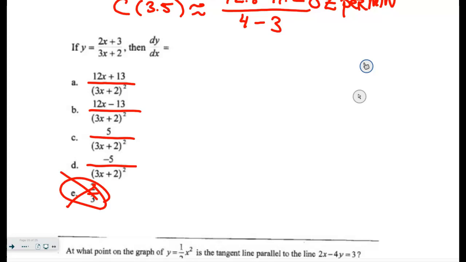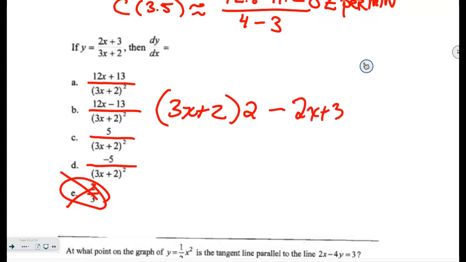So there it is. We actually need to go do our quotient rule: low d high, which would be a 2, low d high minus high. My guess is one of these answers comes from a plus, because that's a pretty common mistake. So low d high minus high d low, which would be a 3. I'm going to draw my line, and I'm going to square below.